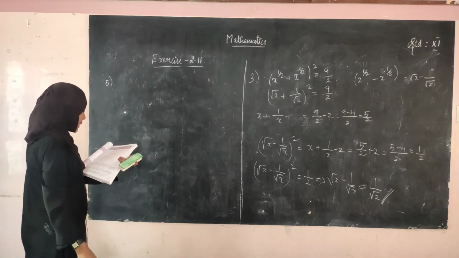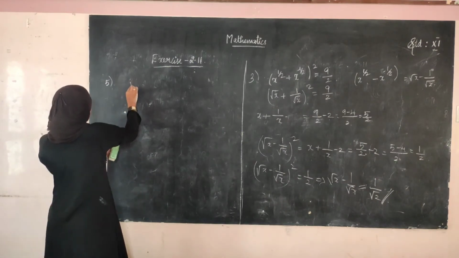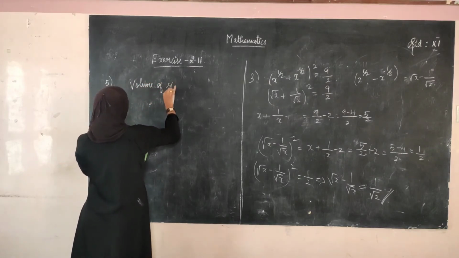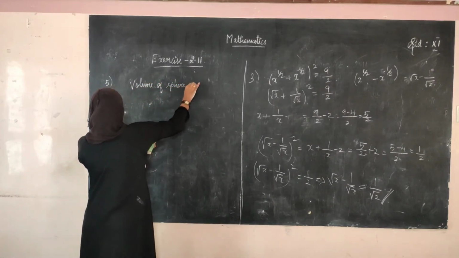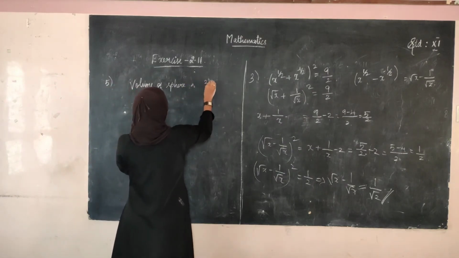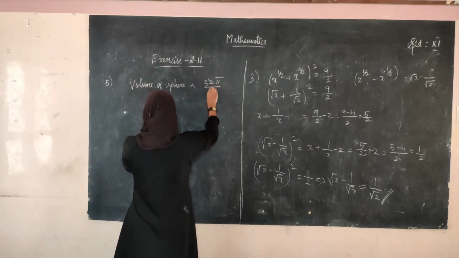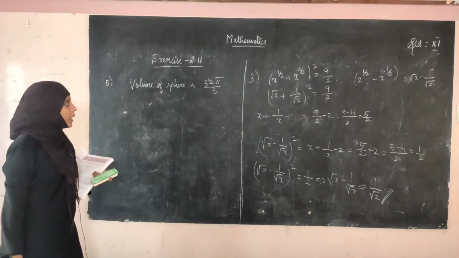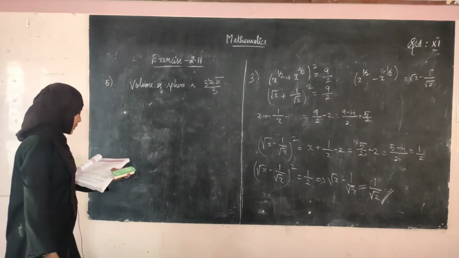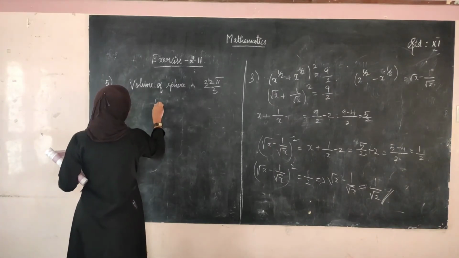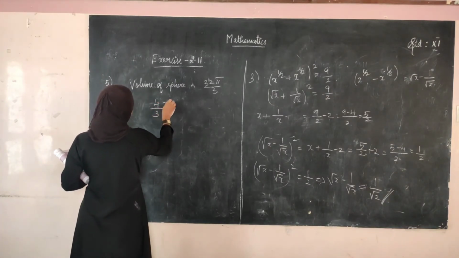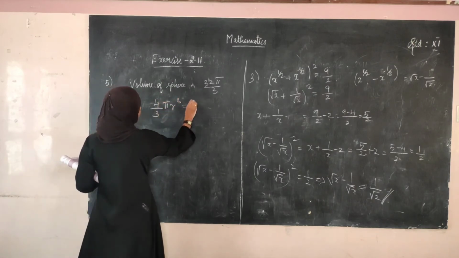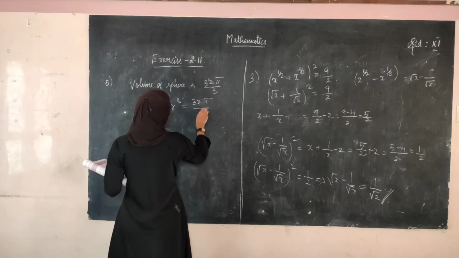Find the radius of the spherical tank whose volume is 32 pi divided by 3 units. So it is a spherical tank, and we have to find the radius. We know the volume of the sphere is 4 divided by 3 pi r cube. This is equal to 32 pi divided by 3.